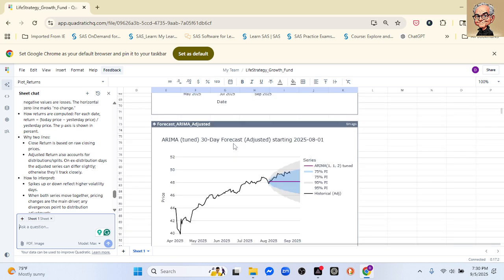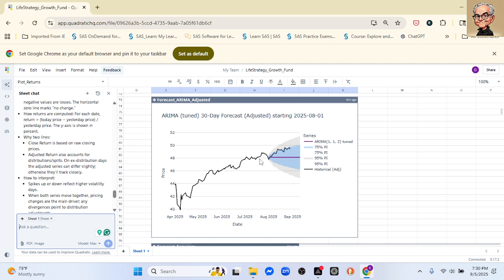What about ARIMA now? Again it looks more like the naive, okay, but again, a lot of it's right on the borderline between that 75 and 95% predictive interval. Again, predictive interval simply means that there's an X% chance that the closing price will fall within one of the shaded areas, okay? So again, this is kind of curious, all right?